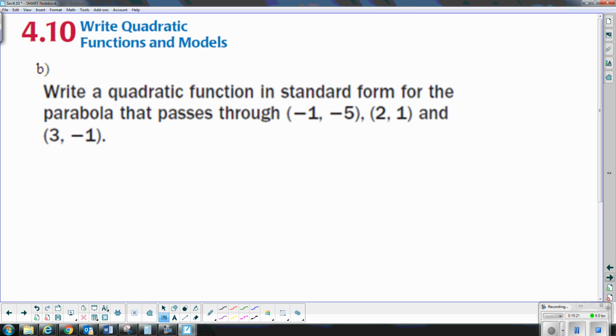All right, so let's look at the next one. This next one is very similar, and the process is the same. The only difference is now that you don't have a zero, so you don't have any zeros. Again, you don't know what the vertex is, so you have to use a system of equations in order to solve this.